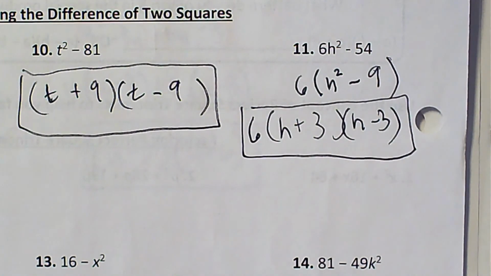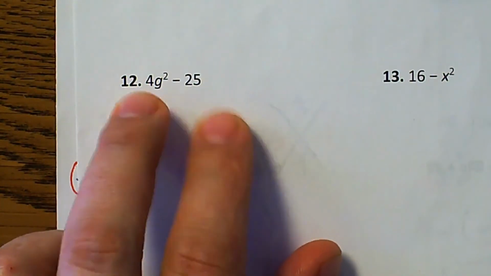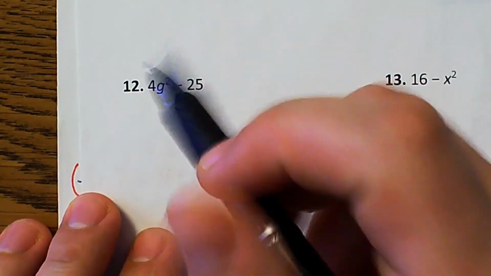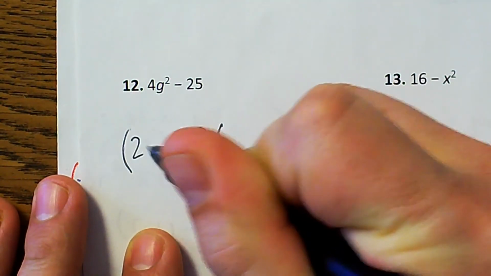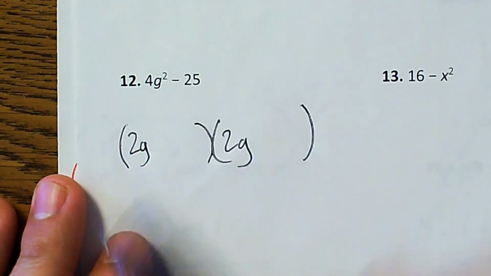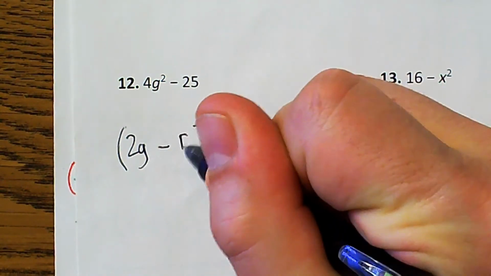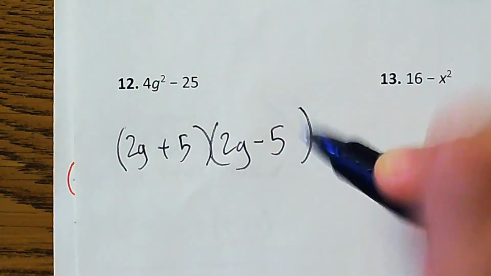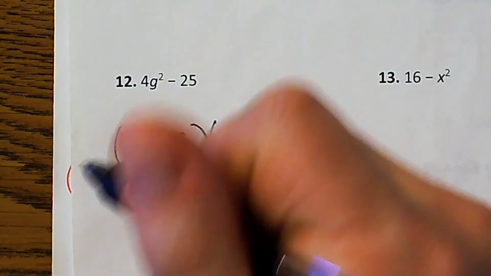Okay, let's take a look at number 12. Now, are both of these perfect squares? Yeah. Okay, so what's the square root of 4g squared? 2g. So these are going to be 2g, and what's the square root of 25? 5. So this should be 2g plus 5 and 2g minus 5. The order doesn't really matter as long as one of them is plus and one of them is minus.